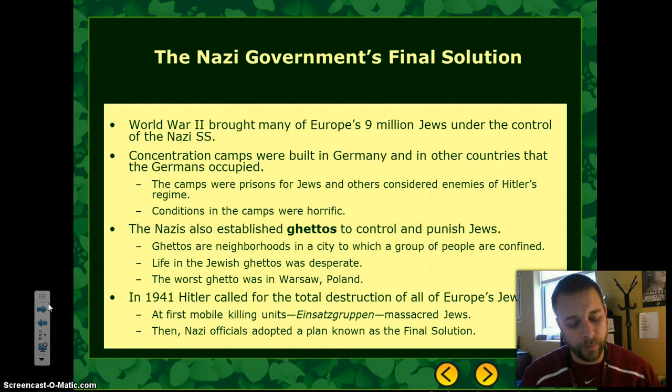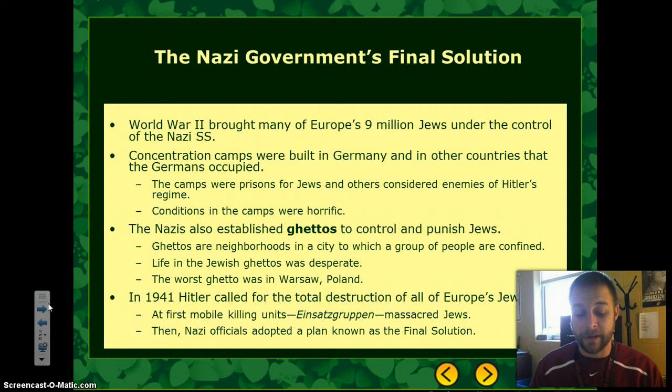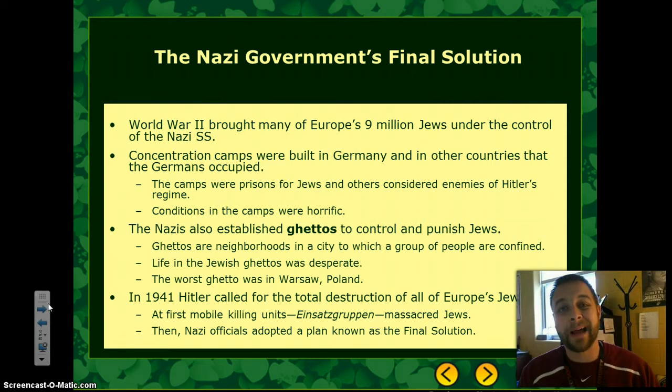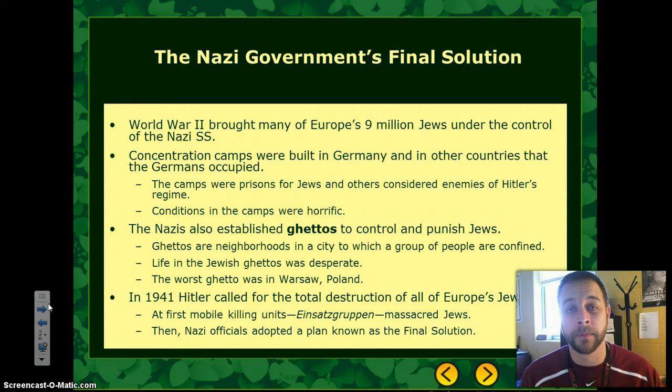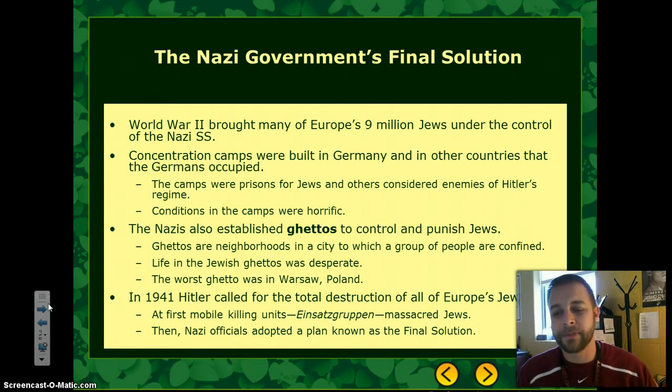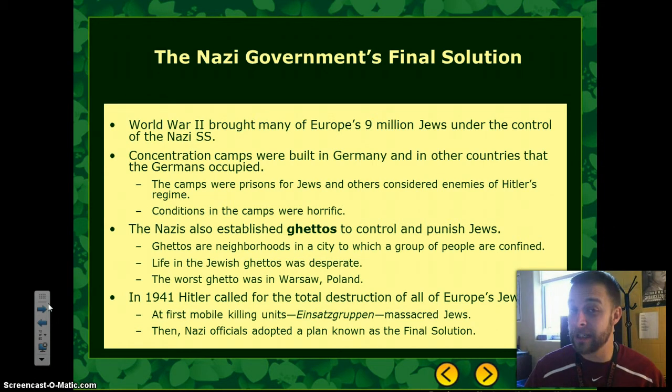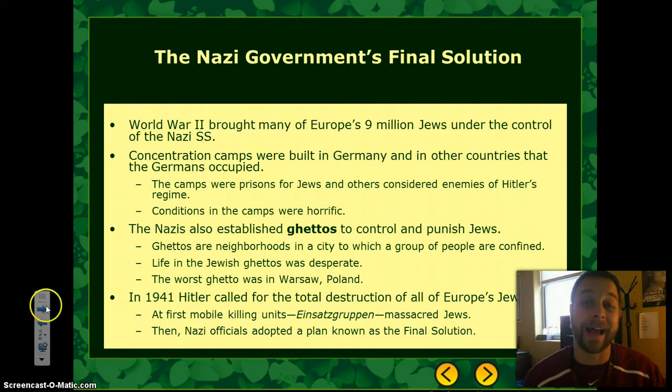In 1941, Hitler goes from simply discriminating against Jews to basically talking about getting rid of them, and this is called the final solution. And at first, they send out these mobile killing units called Einsatzgruppen, which go out, they track down Jews, and they just kill them by the dozens. But that's not efficient enough for Hitler and the Nazis. And so they develop a plan known as the final solution.